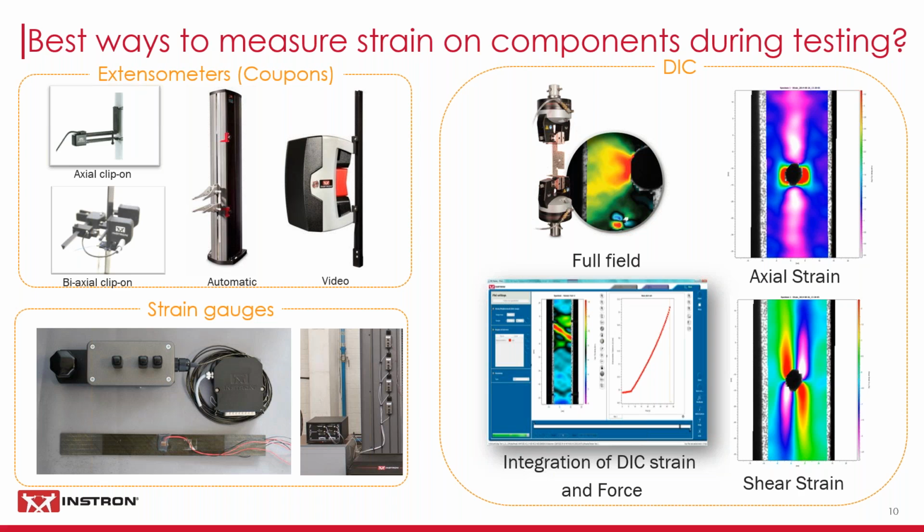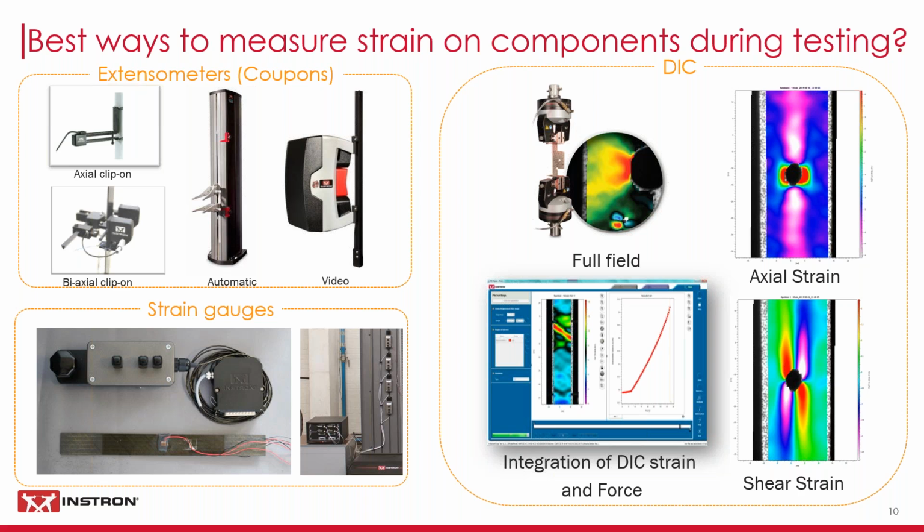Then we can move to DIC. DIC being a full field optical technique, which relies on patterning the specimen or the component under test with a random speckle pattern, and then computing the deformations from a series of images. So this will compute the complete deformation field on the component under test, and then that deformation field can be analyzed to produce a complete strain map.